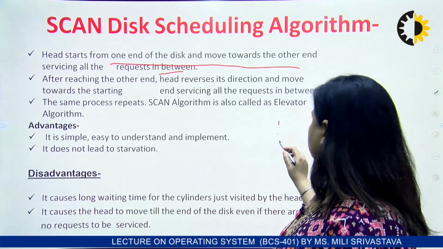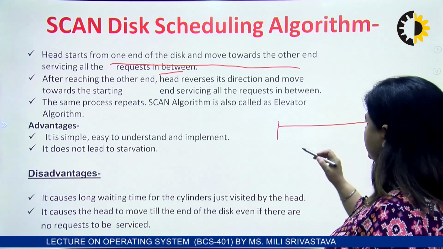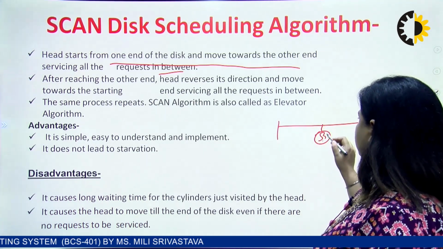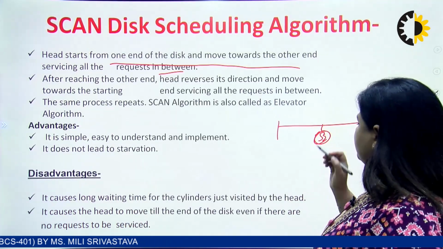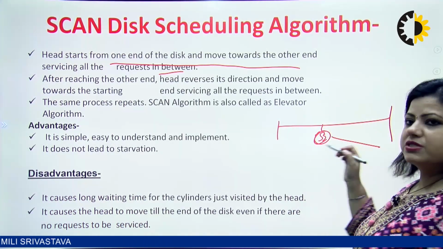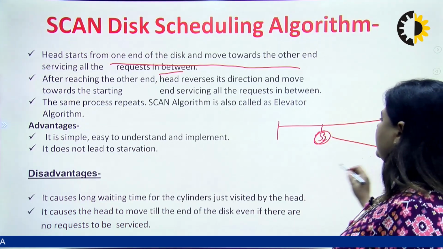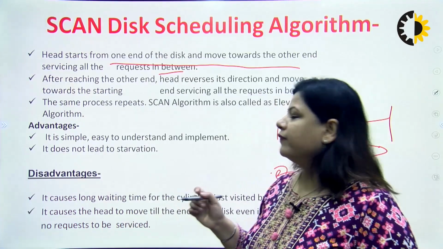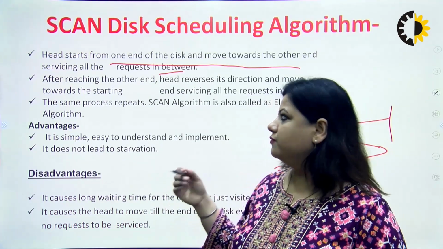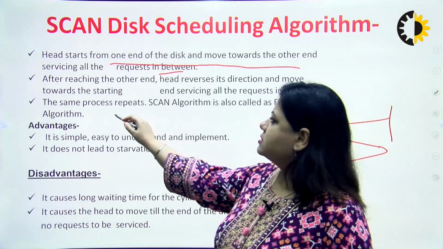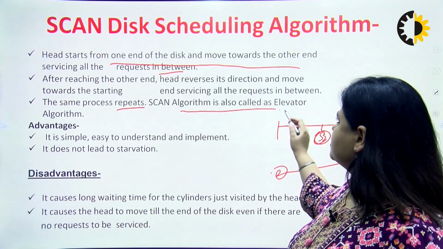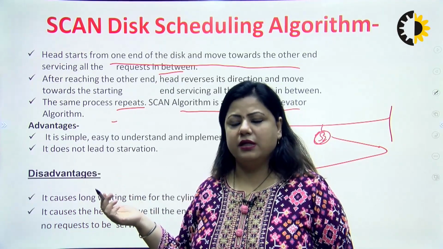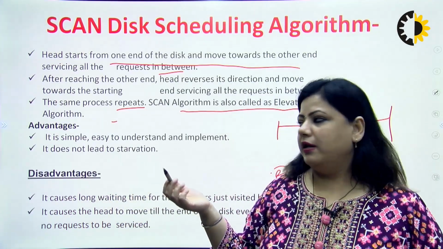The head starts from one end of the disk and moves towards the other end, servicing all the requests in between. Likewise, this is our string, and the head starts from 53. First of all, we move in one direction, servicing all the requests, and after that, we reach the end point. This is the basic concept and steps of the SCAN disk scheduling algorithm, in which the same process repeats. The SCAN algorithm is also called the elevator algorithm.